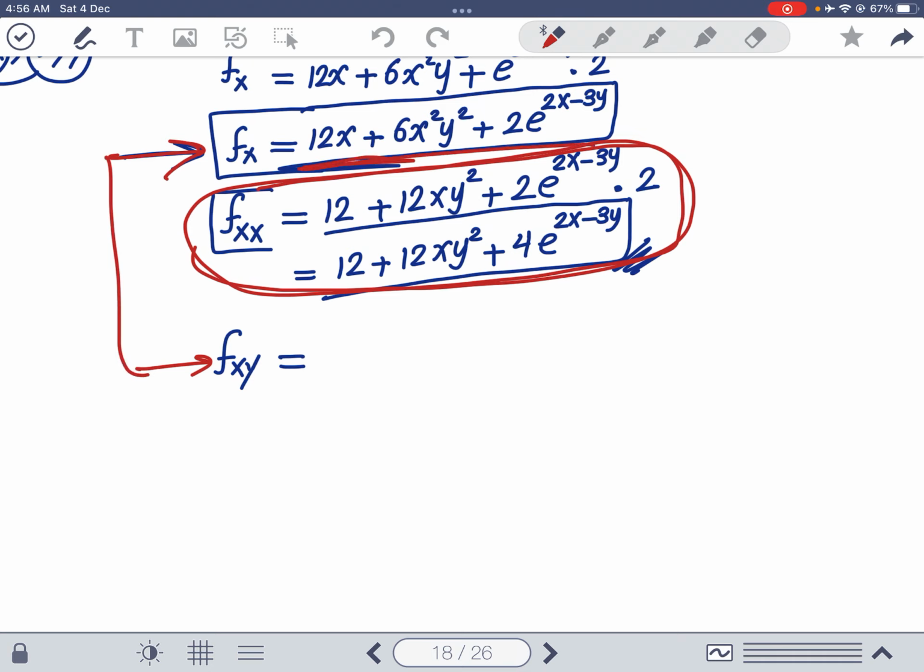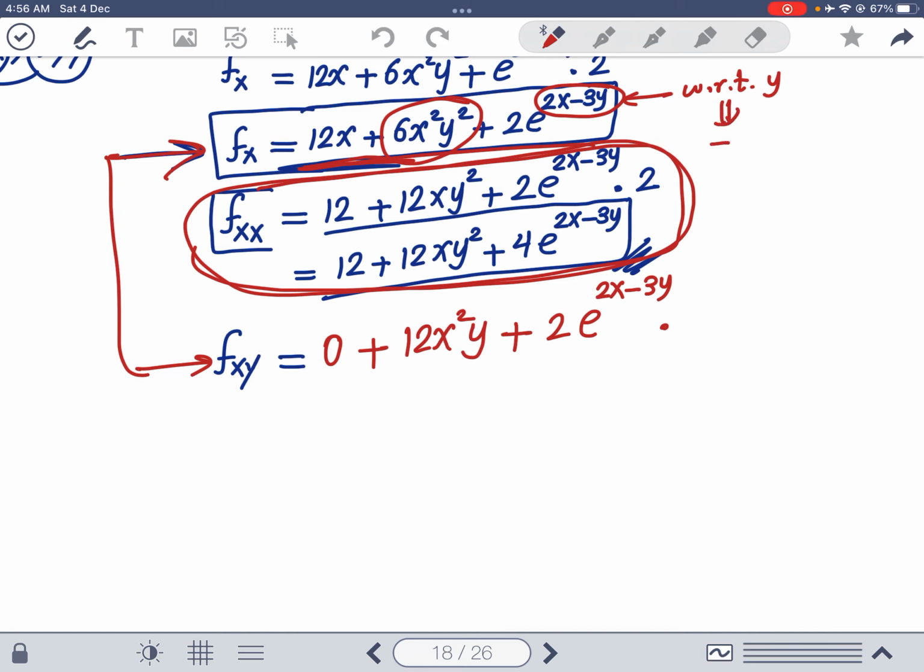Now with respect to y, the derivative of 12x is 0, plus with respect to y, the 2 comes down. 12x squared is a constant, then y, plus 2, copy the thing as it is, 2x minus 3y, times the derivative of this with respect to y, which gives me negative 3. So multiply here by negative 3. And so you'll get 12x squared y minus 6 e to the 2x minus 3y.